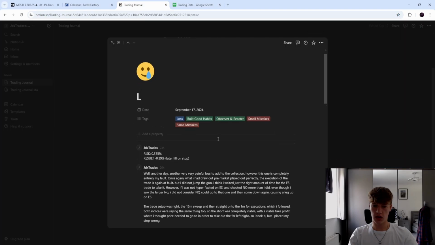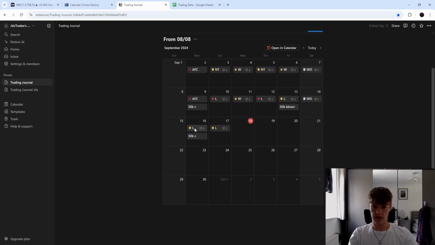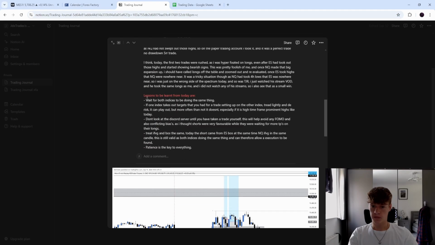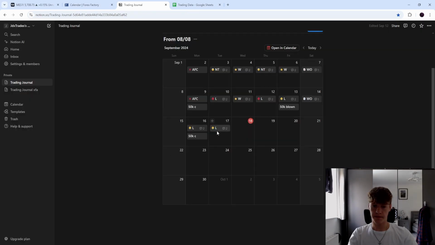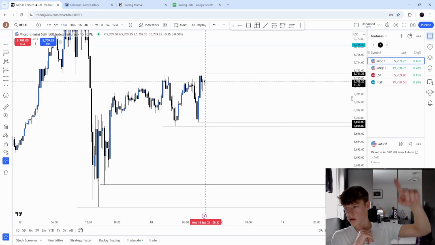If we just remind ourselves of the lessons from yesterday: place your stop in the right place, more conviction in setup. Keep checking both indices and the loss on Monday. Wait for them to do the same thing. Treat them the same. Don't get FOMO. Patience is the key. And we can remind ourselves of the piece of paper.